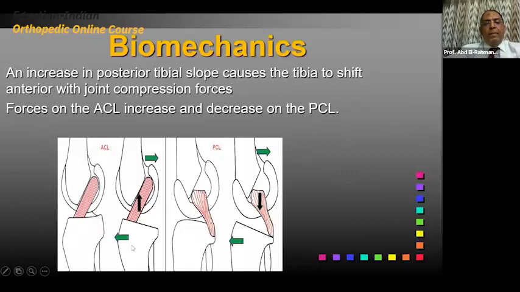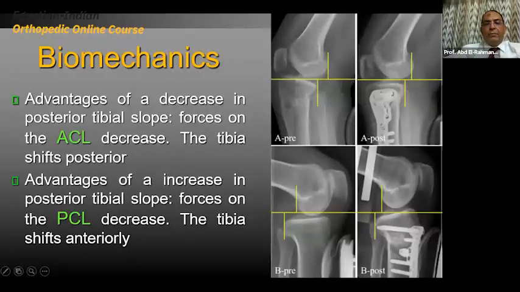This is the ACL, and if the slope is increased like this, the tibia will shift anteriorly, and so the stresses will be increased over the ACL and decreased on the PCL. The advantage of decreased posterior tibial slope is that it will decrease the forces on the ACL, and the tibia shifts posteriorly, as we see in this photo. After correction of the slope, decreasing the slope, the anterior slipping of the tibia is reduced, the tibia comes backward, and the stress is decreased on the ACL. And the advantage of increase in the posterior tibial slope in case of PCL injury is that the force on the PCL will decrease, and the tibia shifts anteriorly, as you see in this photo.